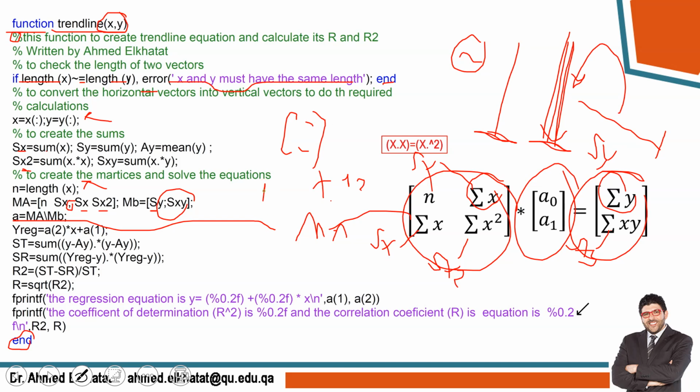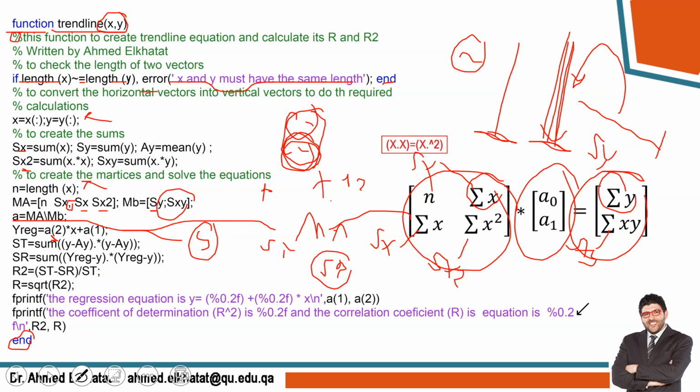Now I also want to find R. As you know, we have to find ST and SR. In order to define them, we have to find the y regression. So y regression equals A(2), because we want to extract the second row, times x, the value of x, plus A(1), the first position. Now it will calculate y regression for each one.